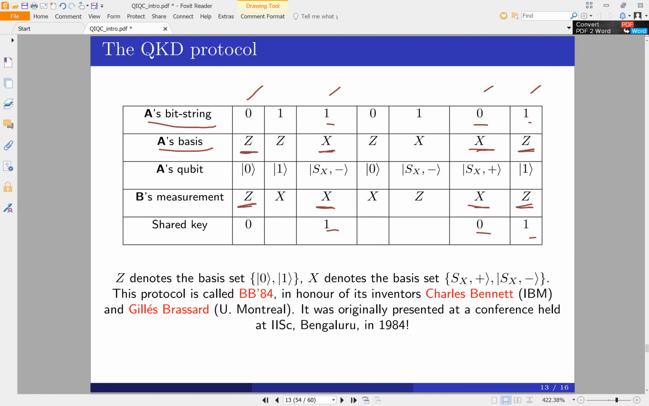So I just want to mention that this protocol is called BB84 in honor of its founders, Charles Bennett and Gilles Brassard, and it was originally presented at a conference held in Bangalore, interestingly, in 1984.